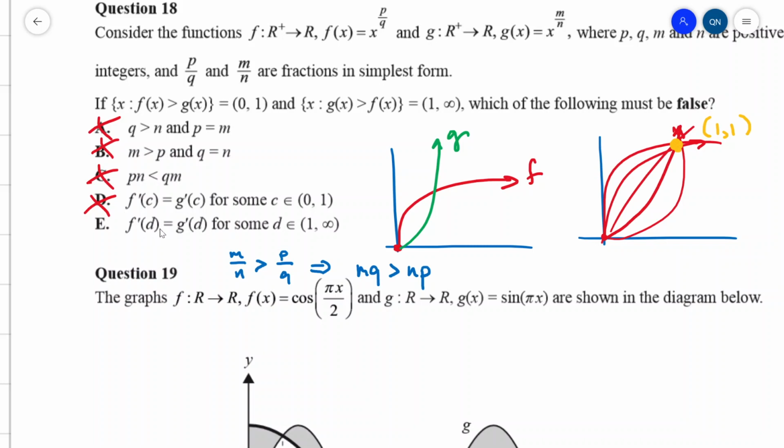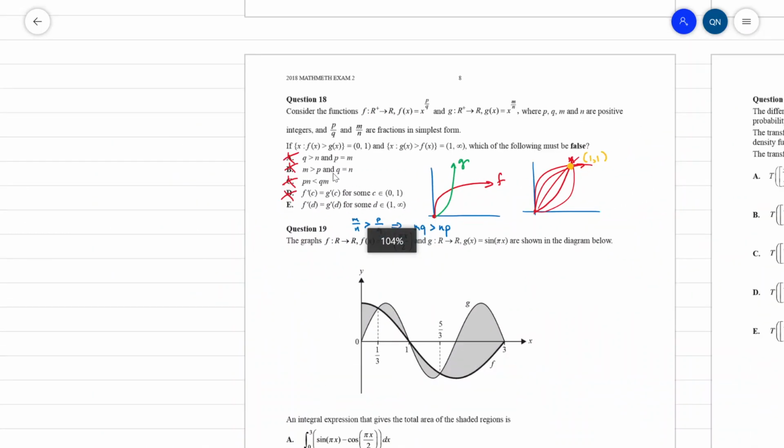Because if you take a look at this equation here, this is saying that the gradients are the same, but your point is greater than 1. But if you take a look at the point at 1, the gradients of both functions are diverging away from each other. So it's got to be option E.